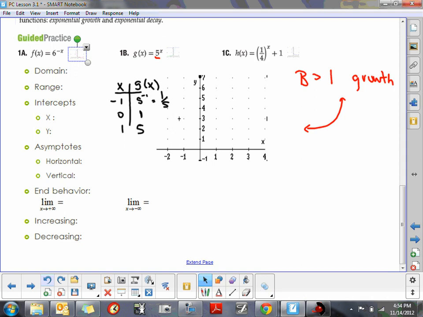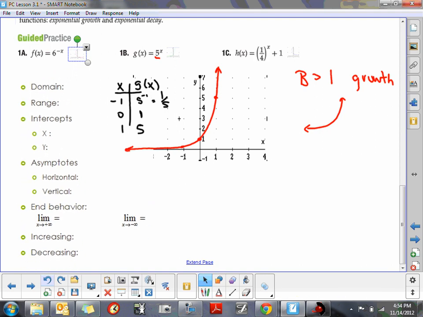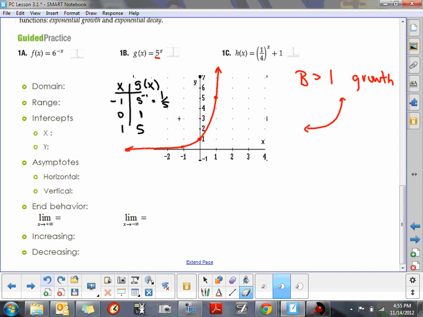So simply we're going to put in our ordered pairs. 1, 5. We've got 0, 1. And we also have -1, 1/5. We have this horizontal asymptote along our x-axis. It's coming up through our ordered pairs that we've already plotted. That's the path of our graph. So now at this point, what they've asked us to do is come back and answer these questions about domain, range, x-intercepts, and so on.